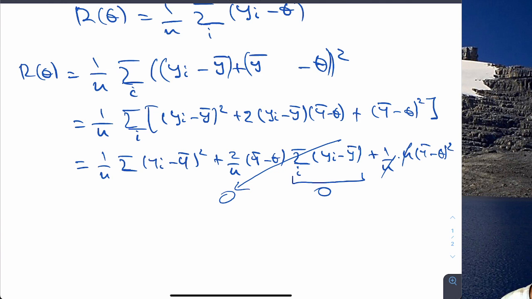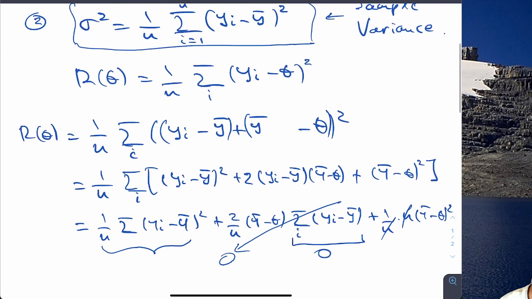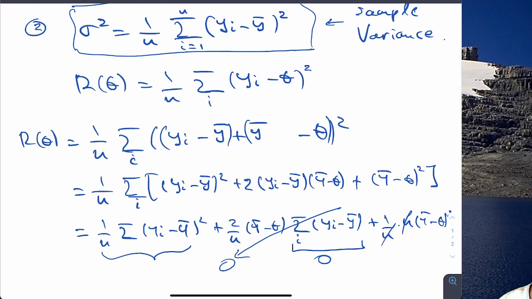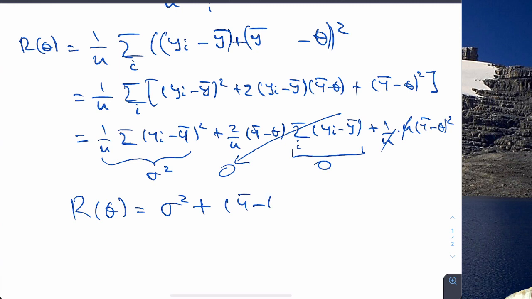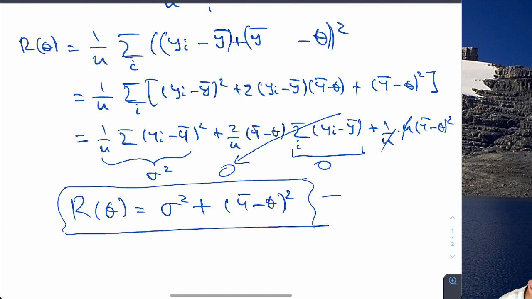And finally, if you notice, this first term was our definition right here of sigma squared. So what we have is that our empirical risk is equal to the sample variance, plus the second term vanishes, and the third term is y bar minus theta squared. And now the question is, when is this minimized as a function of theta? That's the question we're trying to ask.